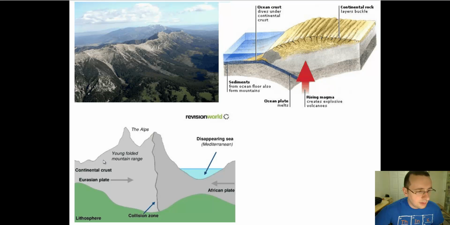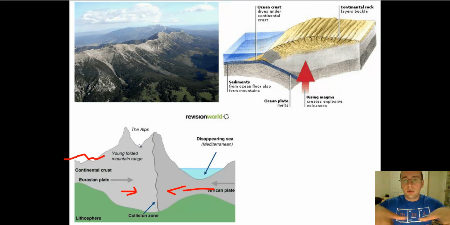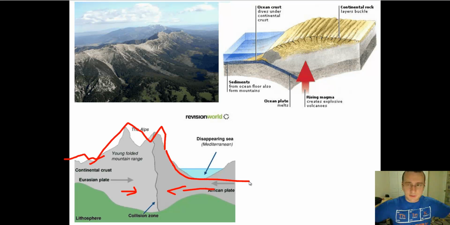And by the way, that's how you see a range here followed by a basin. So ranges are usually associated with uplifted material, and basins are associated with large areas of subsided material.